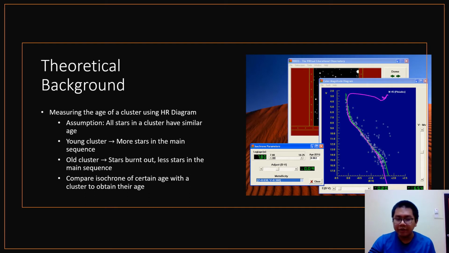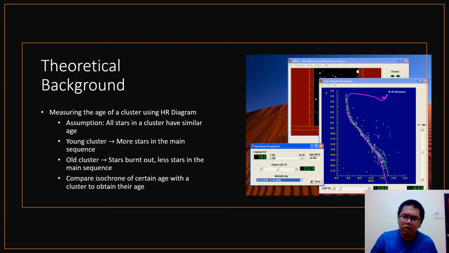Next, let's look at the theoretical background of how we can measure the age of the cluster using the HR diagram. Now we have to make an important assumption here, which is that all the stars in a cluster will have a similar age. This is not a far-fetched assumption because based on our current understanding of the universe, we know that stars in a cluster form roughly at the same time, so they should have a similar age.